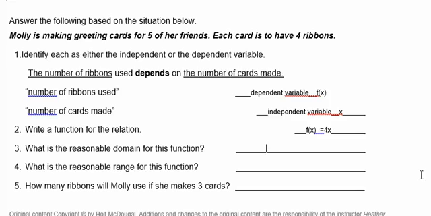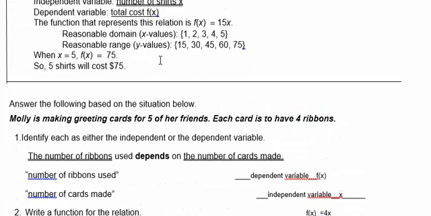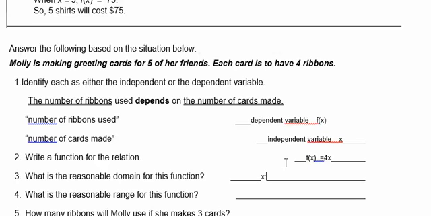A reasonable domain. Well, what's the least number of cards? I guess you could use 0. Let's see, how did they write their domain? They wrote their domain as x values, so I'll do the same thing. And then I'll say that x could be 0. That's 0 cards. 1, 2, 3, 4. It says she's making greeting cards for 5 of her friends, so we'll stop at 5.